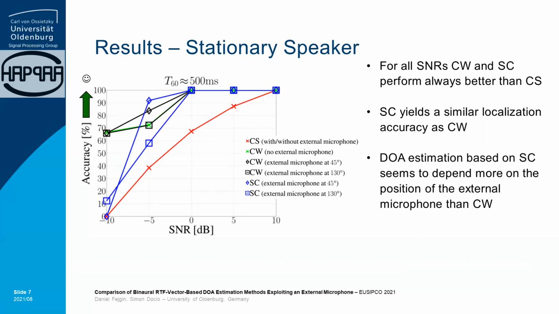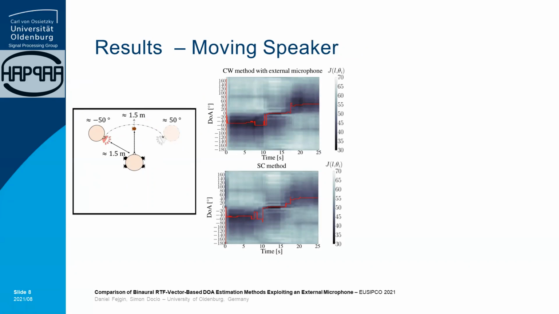Turning now to the dynamic case, where we have a moving speaker. In this scenario, the speaker is moving from minus 50 degrees to plus 50 degrees at a normal pace. We consider the covariance widening method, where 1 external microphone is located in the middle of the room, and similarly, the spatial coherence method at the very same position of the external microphone. The figures here show the estimated trajectory of the speaker depicted with this red line, whereas the color-coded background shows the value of the cost function, so the frequency averaged emission angle.